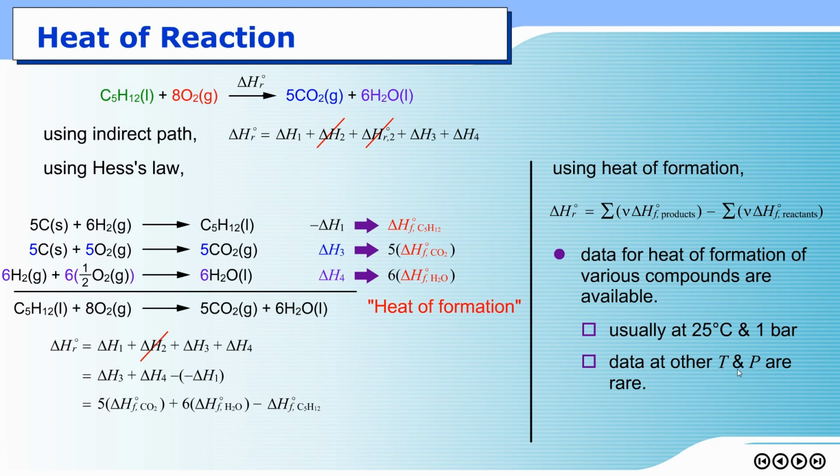So if you have to calculate a reaction at a temperature other than 25 degrees Celsius, then you need to find the heat of reaction from heat of formation at 25 degrees Celsius first, and then use an indirect path to change the temperature of product or reactant, just like what I showed you in the very first example in this video clip.